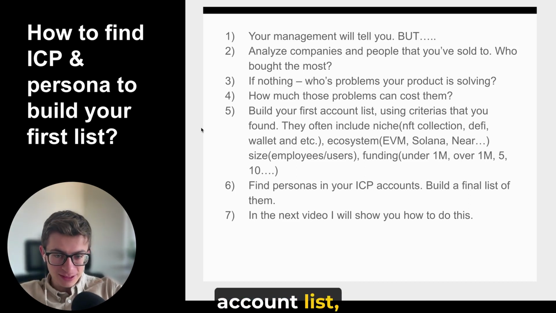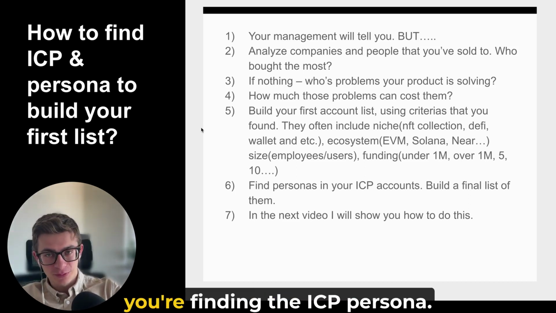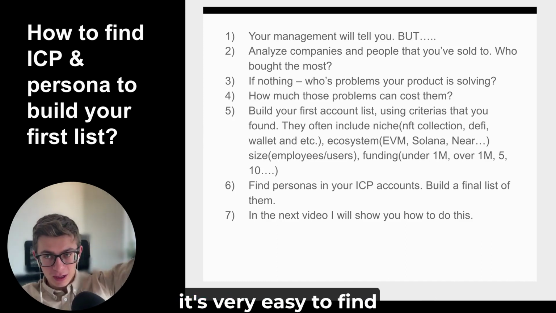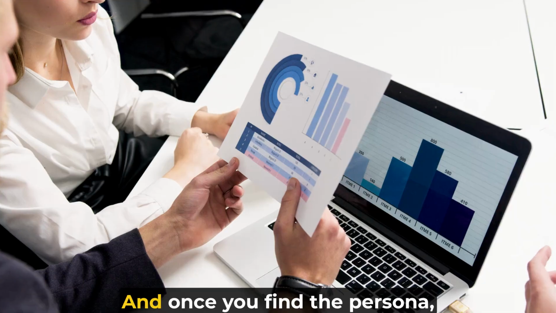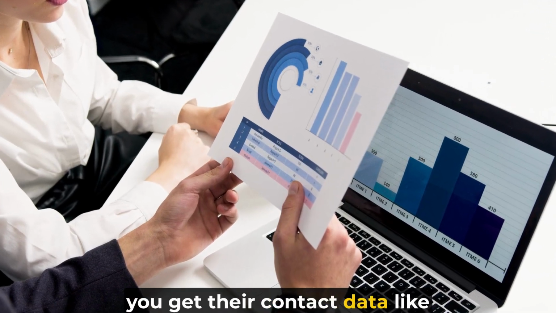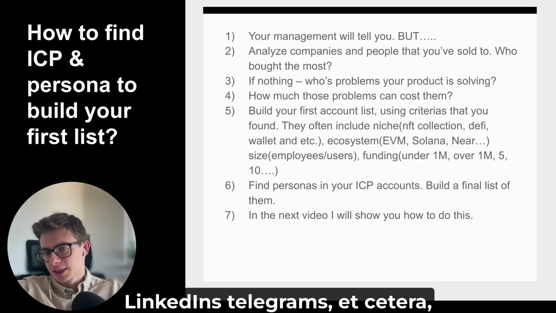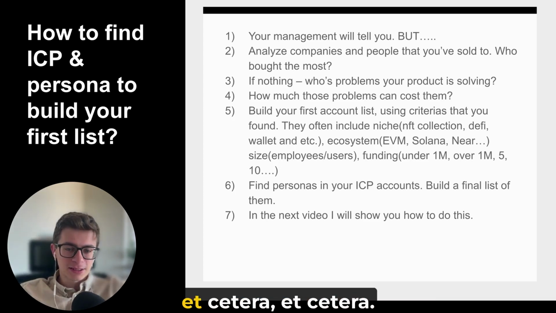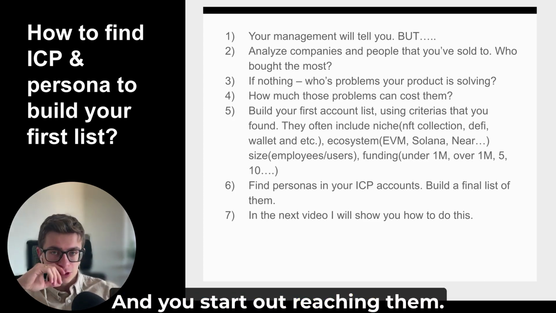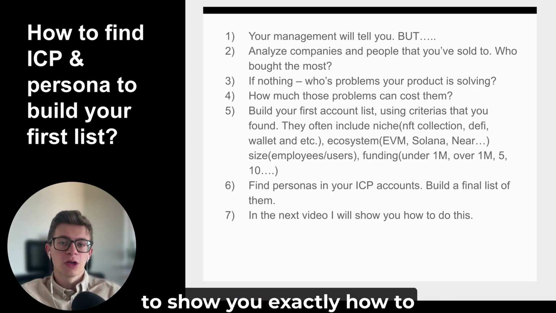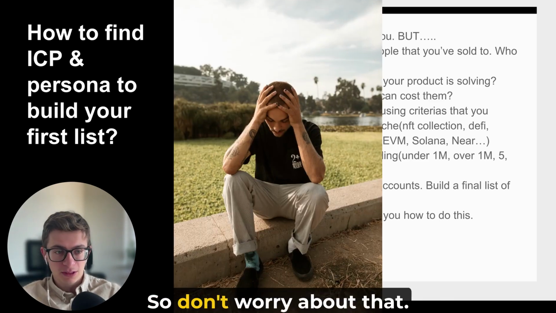After you have this account list, then you're finding the ICP persona. Who is your persona? Once you have the account, it's very easy to find the personas in them, and once you find the persona, you get their contact data like emails, phone numbers, LinkedIns, Telegrams, etc., and you start outreaching them. And in the next video, I'm going to show you exactly how to do all of this, so don't worry about that.